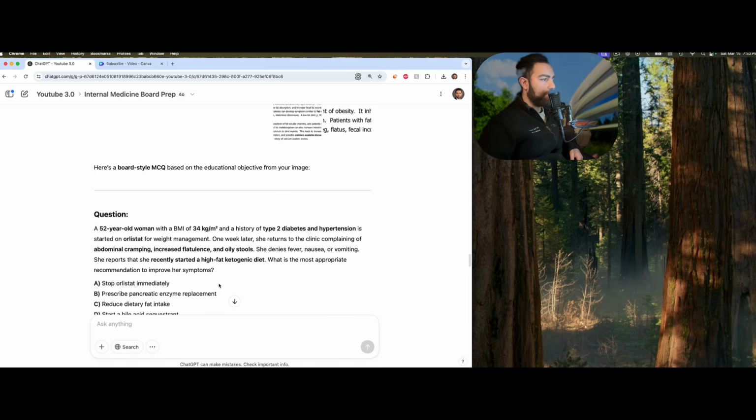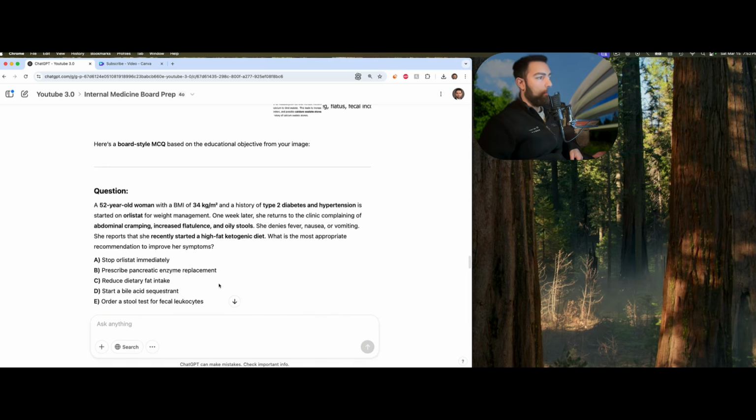So this question is a 52-year-old woman. She has a BMI of 34 and a history of type 2 diabetes and hypertension. She was started on Orlistat for weight management. She probably could not afford a GLP-1 or had an issue with it. They were not able to give it, so they tried to give her Orlistat, although I'm not sure how much more affordable Orlistat would be.